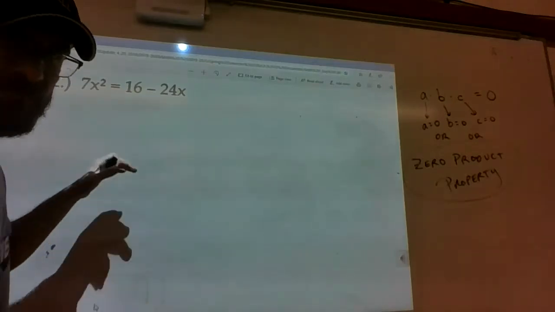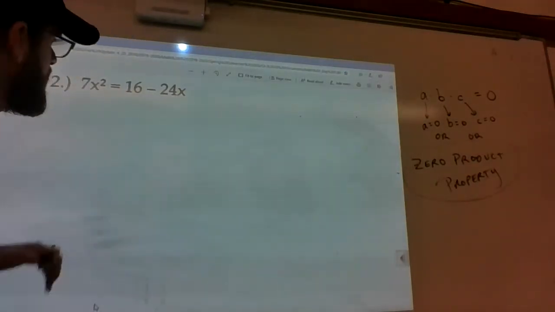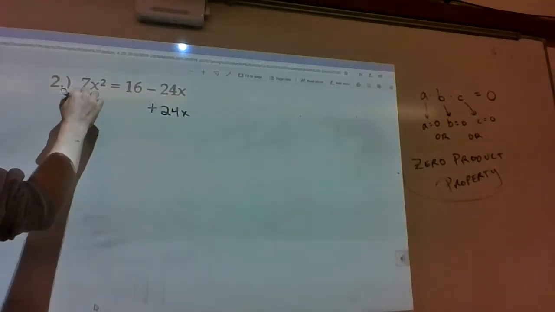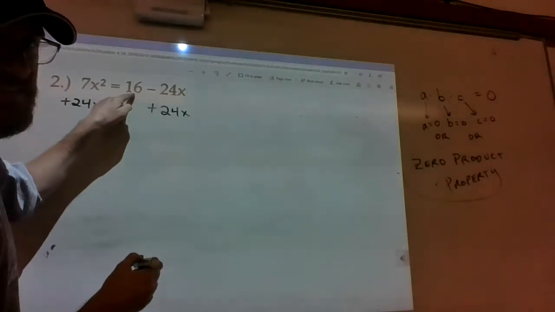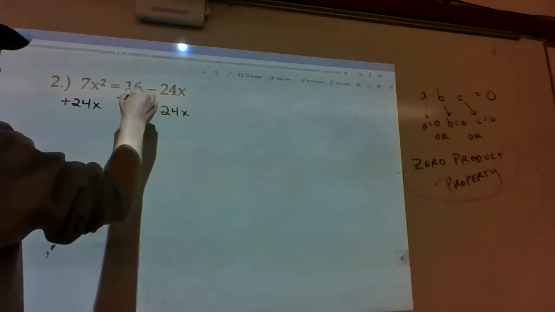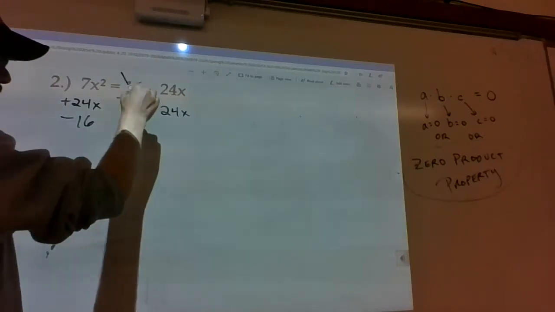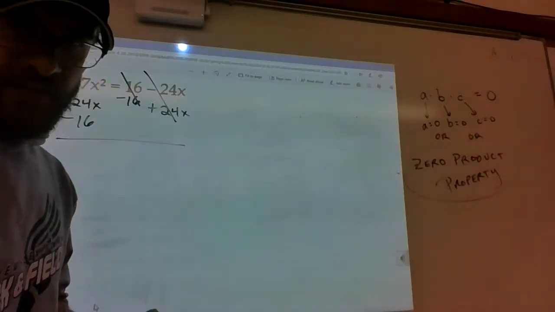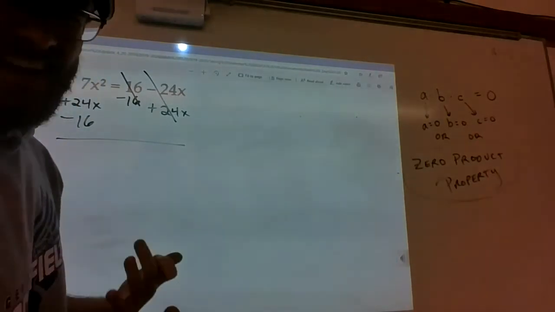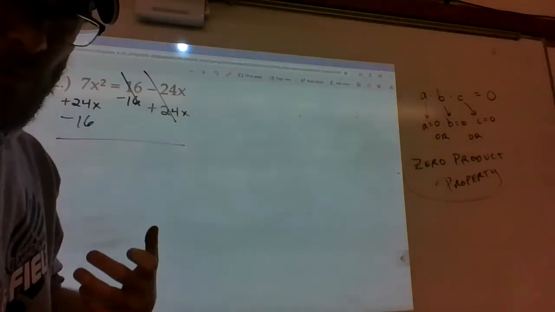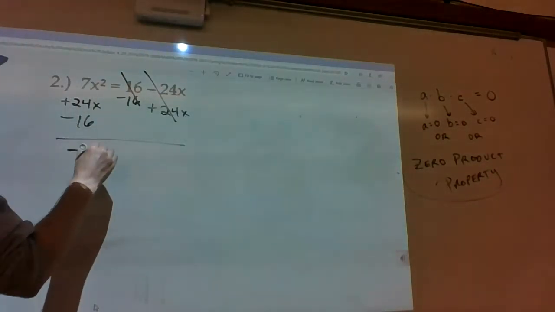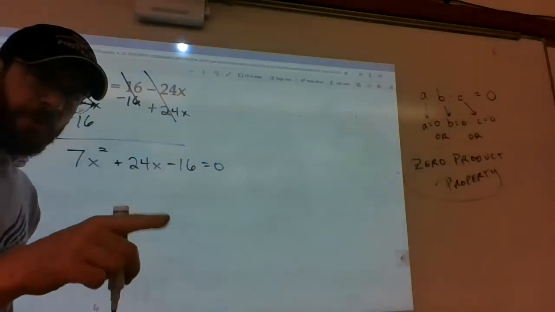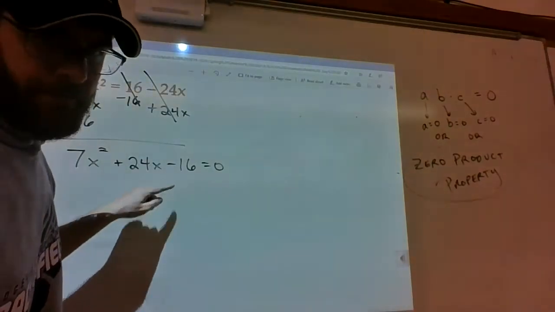So I would advise just moving everything over to the 7x squared. So you're going to add 24x to the right and to the left, and then subtract 16 from the right and the left. So that zeroes out the right-hand side. But by the way, you can zero out the left-hand side; it doesn't have to be the right. I think people usually do better when they zero out the right. So 7x squared plus 24x minus 16 equals 0. I want you to pause the video and try to factor this on your own.